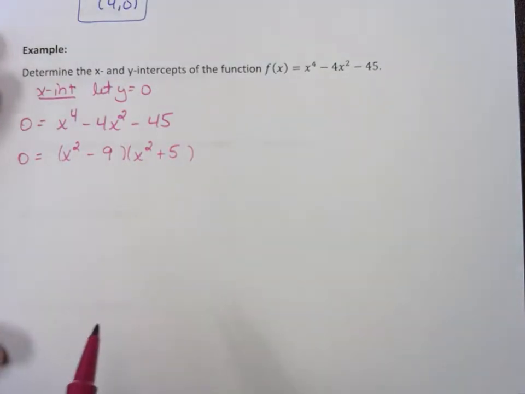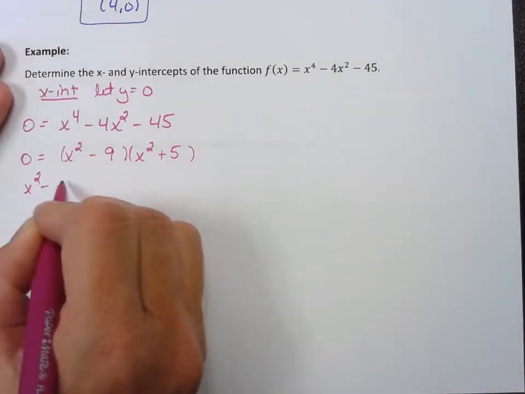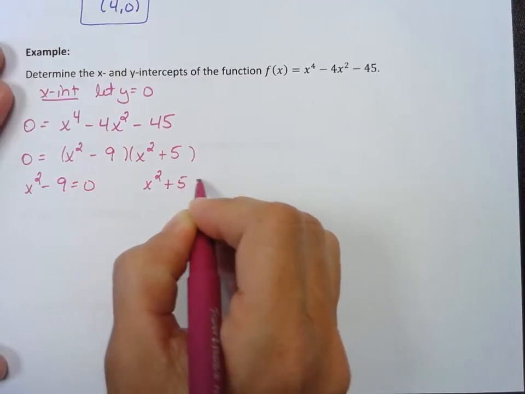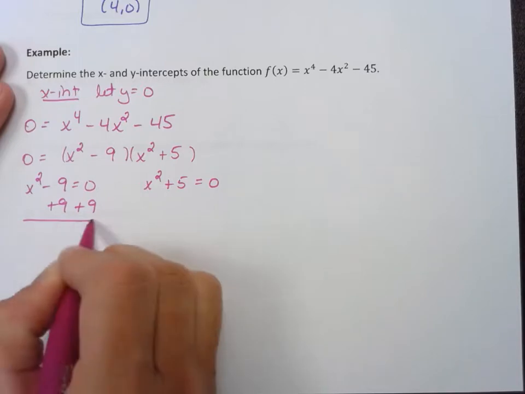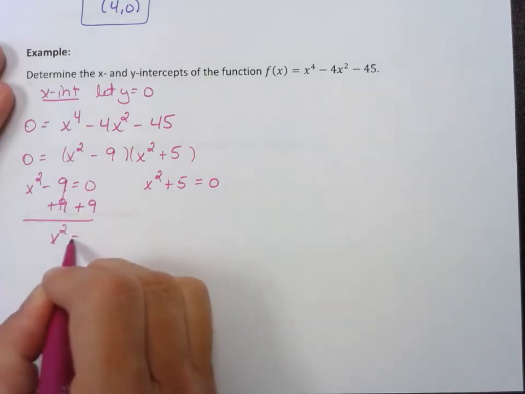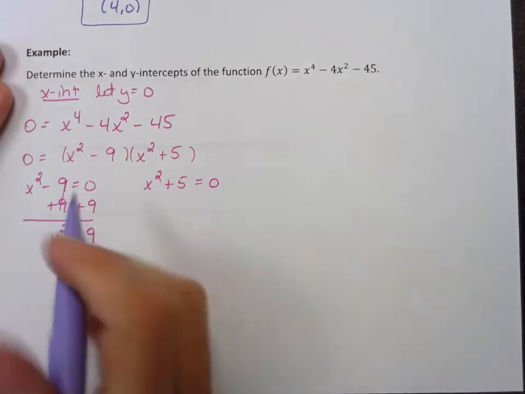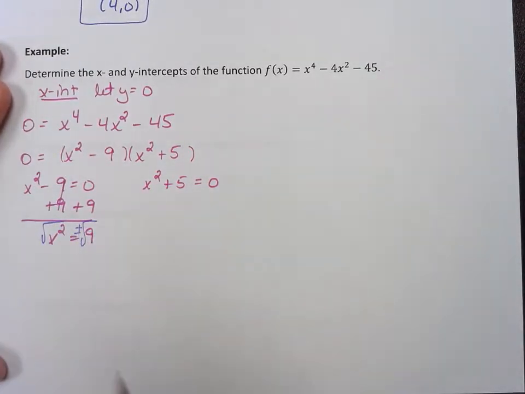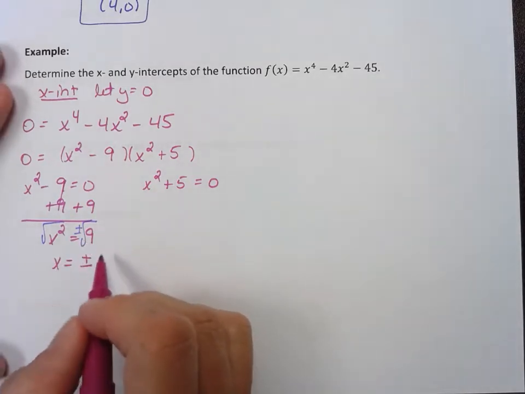Always double check to make sure. Set them equal to 0. So we have x squared minus 9 equals 0 and x squared plus 5 equals 0. Add 9 to both sides. So x squared is equal to 9. Now we can take the square root of both sides. Don't forget plus or minus. So we have x is equal to plus or minus the square root of 9, which is 3.